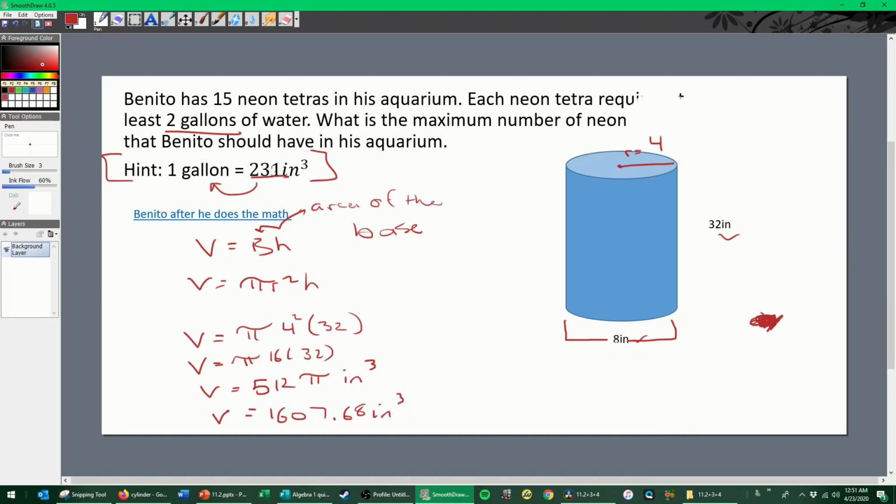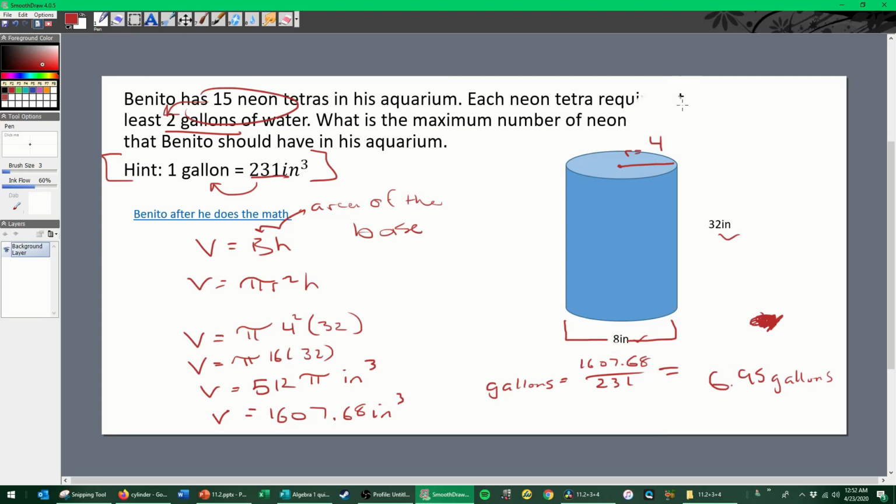And since I know there's 231 cubic inches per gallon, to solve for gallons I'm going to take the total number of cubic inches I have and divide it by how many cubic inches there are per gallon. So 1607.68 divided by 231 is 6.95 gallons. So he basically has 7 gallons available, but he has 15 fish, and each fish needs 2 gallons.